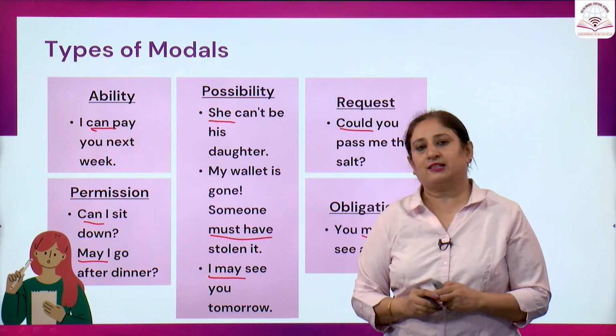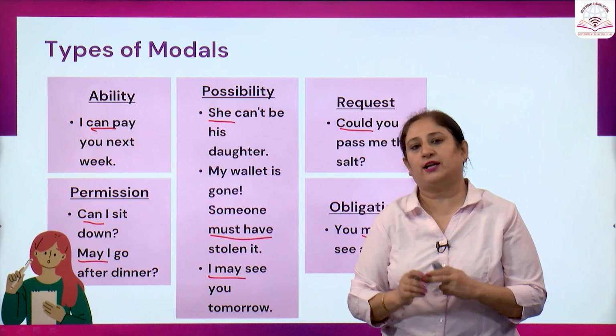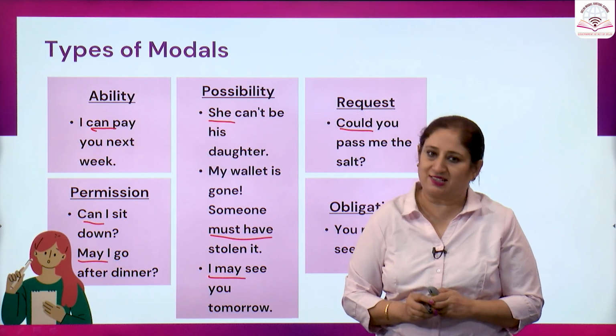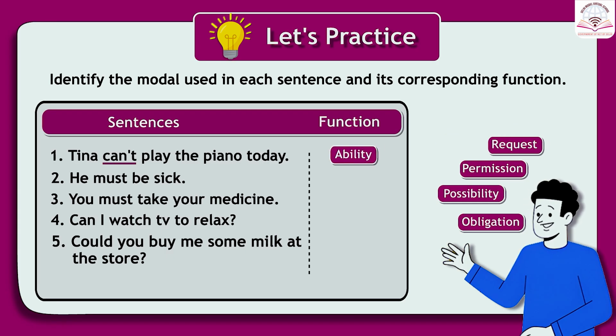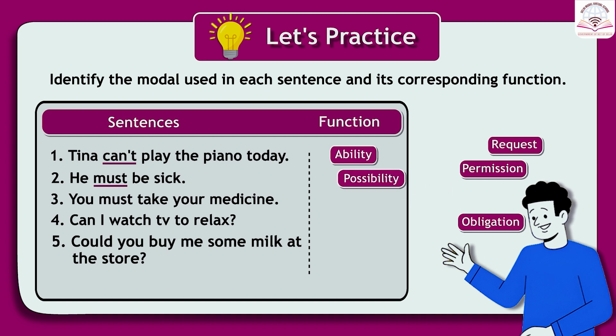Now we'll practice some questions where you'll have to identify which type of modal is this. The first sentence is Tina can't play the piano today. Here can't expresses ability. Second, he must be sick. Here must is a type of possibility.